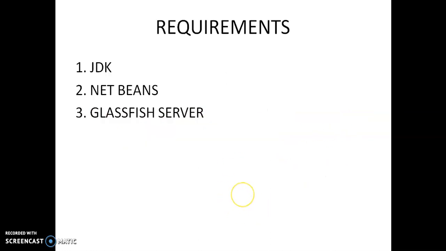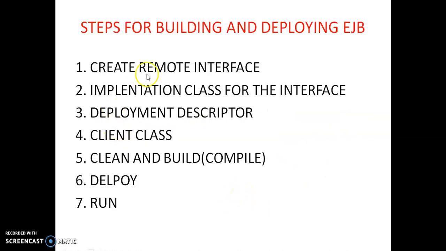These are the programs that we use in order to implement the student information system. Okay, so altogether how many programs or how many files do you have to write? First you have to write the remote interface, then you have to implement this remote interface, then you need to write the deployment descriptor, then you need to write the client class. After writing the client class, you compile all these 4 files, then you deploy your bean onto the server, then run. Okay, we'll see that.